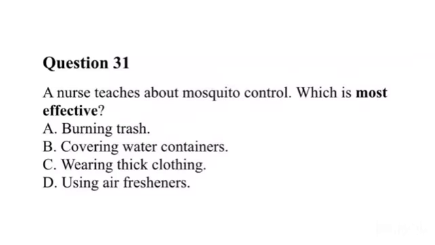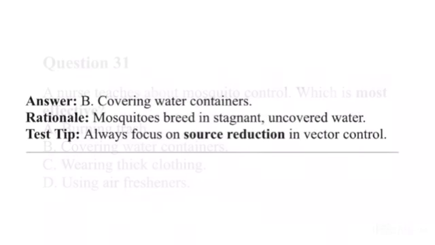Question 31. A nurse teaches about mosquito control. Which is most effective? A. Burning trash. B. Covering water containers. C. Wearing thick clothing. D. Using air fresheners. Answer: B. Covering water containers. Rationale: mosquitoes breed in stagnant, uncovered water. Test tip: always focus on source reduction in vector control.